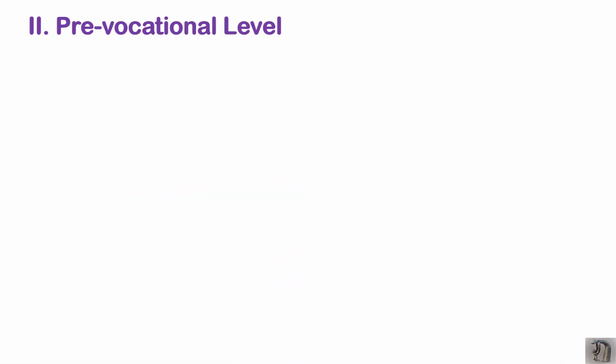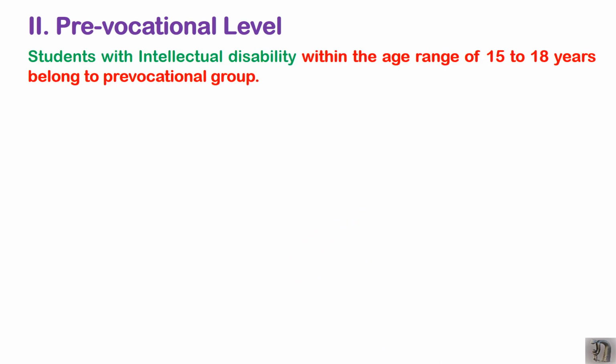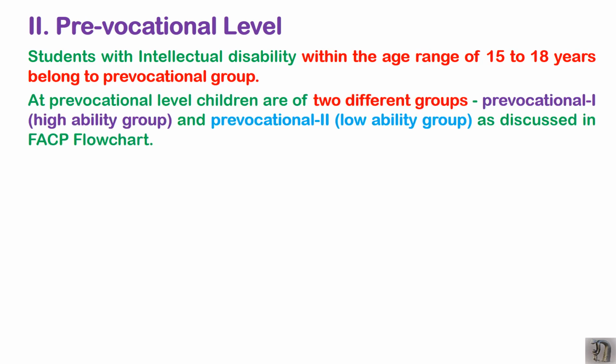Let us see the pre-vocational level domains or curriculum. Here the student with intellectual disability is within the age range of 15 to 18 years. So the child's age range will be below 18 when they go to the pre-vocational group. At the pre-vocational level, there are two different groups: pre-vocational 1, the high ability group, and pre-vocational 2, a low ability group, as discussed in FACP. Go there and check out the video. Before watching this, I request you to understand the FACP, then you will understand this better.